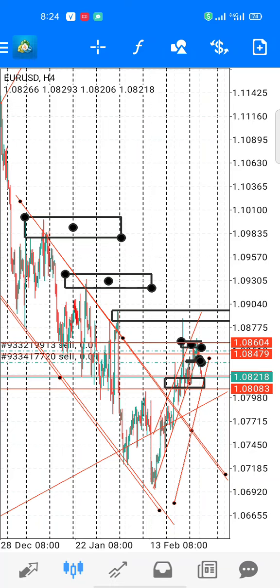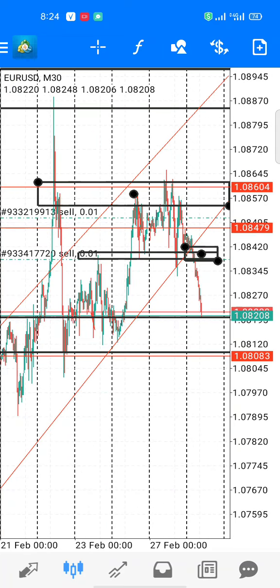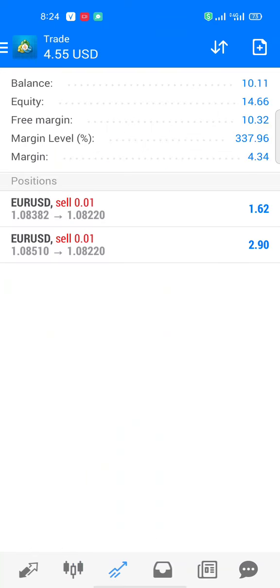The 4 hours is telling me it's a downtrend. And I was just cooling down, waiting, and the 30 minutes was telling me an uptrend. But the moment it broke it, I now knew that it was a very solid reason to enter and execute my trade. Currently, we're in $4.55 in trading.